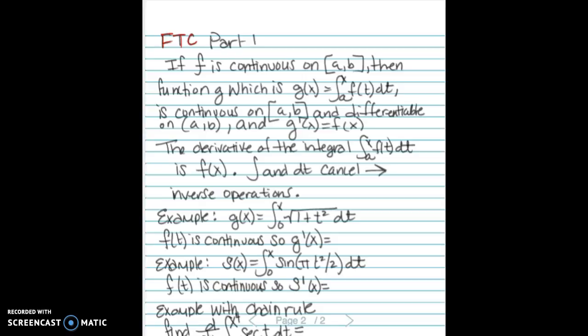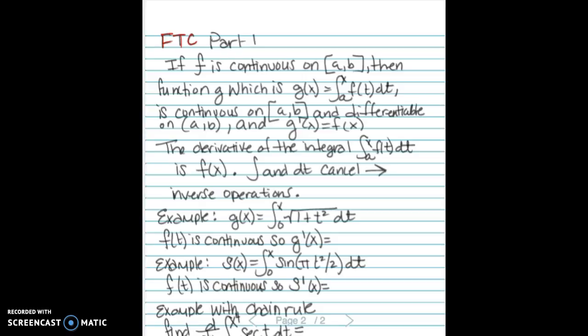So if the function f is continuous on the closed interval a to b, then the function g, which is g of x equals the integral from a to x of f of t dt, is continuous on the closed interval a to b, and differentiable on the open interval a b, and equally important, g prime of x, the derivative of g of x, equals f of x. The derivative of the integral is the function.